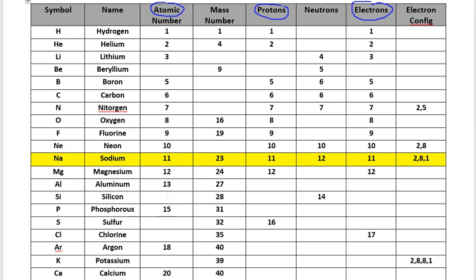Phosphorus, atomic number 15, so we've got 15 protons, 15 electrons. Sulfur, 16 protons, so it must be 16 there and 16 there too. Chlorine, 17 electrons, so we'll have 17 protons, and the atomic number is 17. So for atoms, the atomic number, the number of protons, and the number of electrons is always the same.